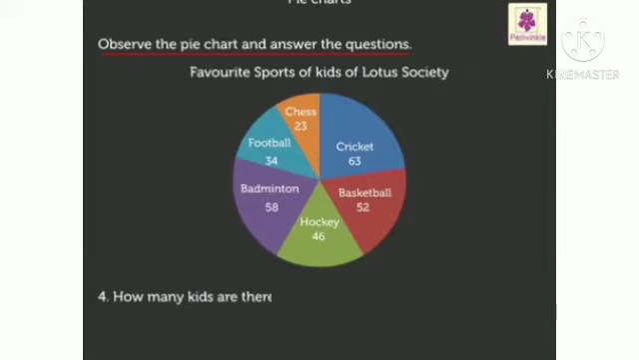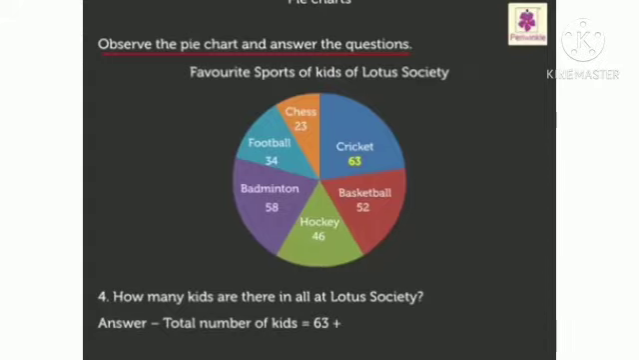How many kids are there in all at Lotus Society? So here we find the total number of kids, that is 63 plus 52 plus 58 plus 46 plus 34 plus 23, which is equal to 276. So we say there are 276 kids in all.